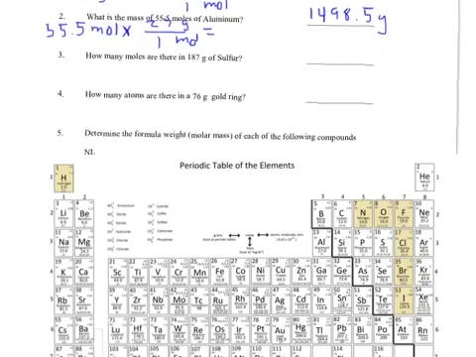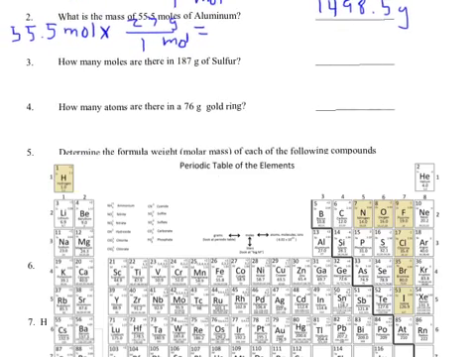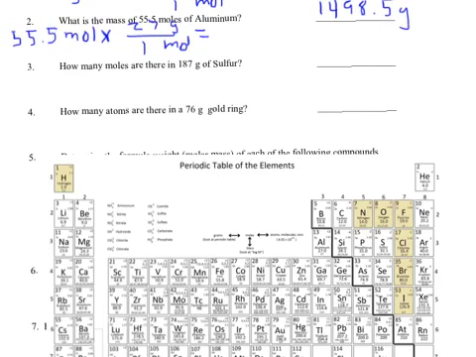Alright, and I'm going to make this a little bit bigger, and give myself some room to work. Okay, now, how many moles are there in 187 grams of sulfur? So I'm going to start off with what I know, 187 grams. I don't want grams, so I multiply and I put grams in the basement. So remember, whatever unit you have here has to go down here.